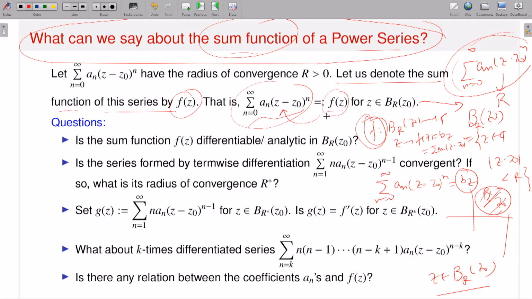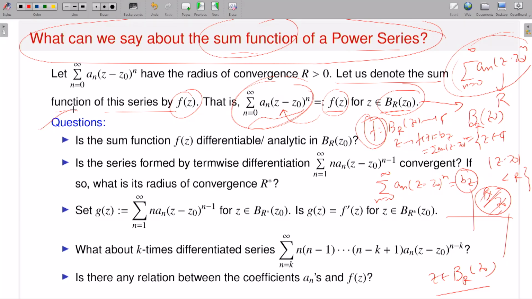f of z is equal to the sum from n equals 0 to infinity of a n times (z minus z naught) to the power n, and of course z should belong to this domain of convergence, because while I discussed power series, there is a theorem that says that each power series has a radius of convergence. Inside the domain of convergence, my series converges absolutely. That means for each z in B R of z naught, it will give you some complex number. So I can have the sum function f of z.